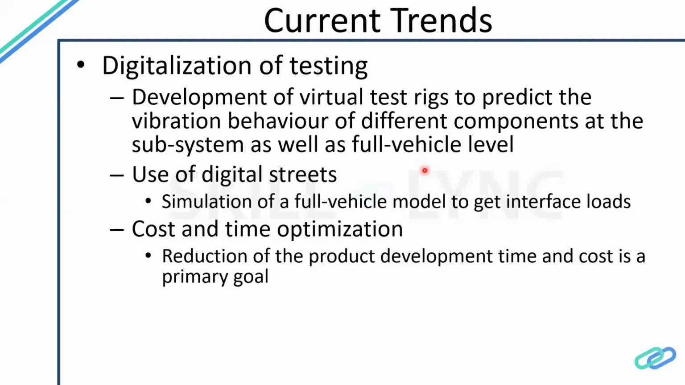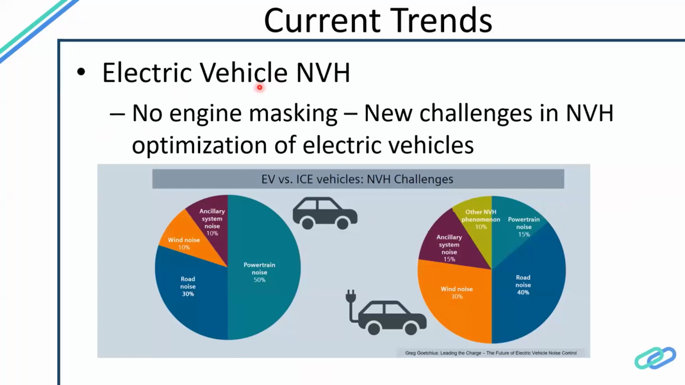This way we can reduce the number of prototype tests. Basically, it's all about the cost and time optimization of the product development cycle. We also use the so-called digital streets instead of running a prototype vehicle, which is very costly, on real roads. We have the virtual CAD models or multi-body simulation models, and we run them on the so-called digital streets, which represent the actual roads very closely. In this way we can also get the interface loads, which is useful for doing FE simulations at different subsystem levels. Then of course comes the electric vehicle NVH.